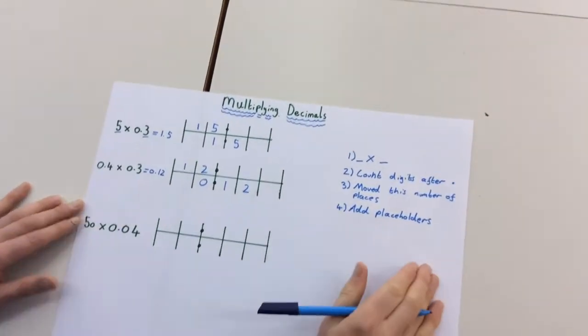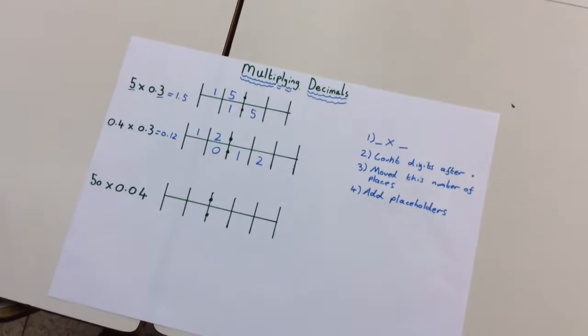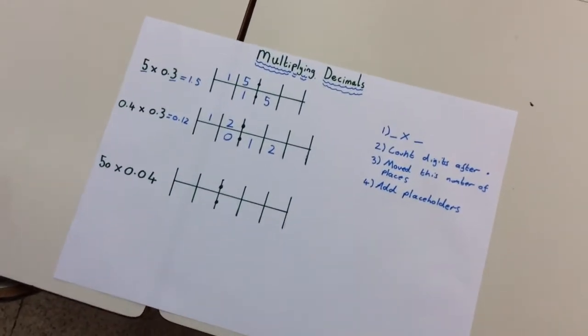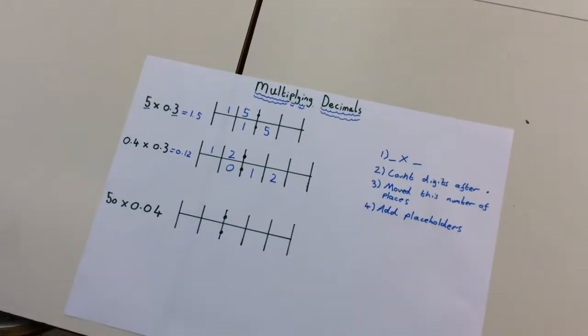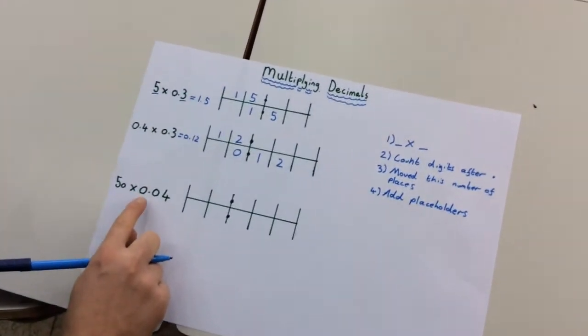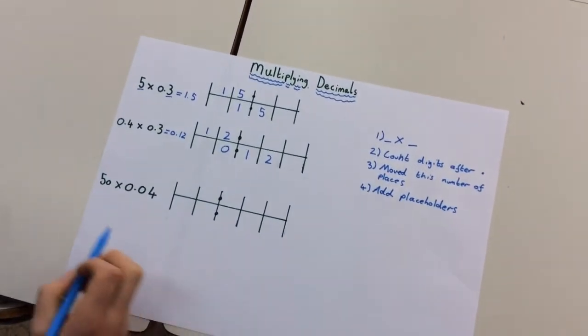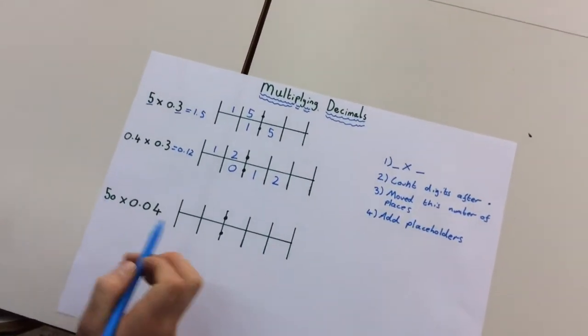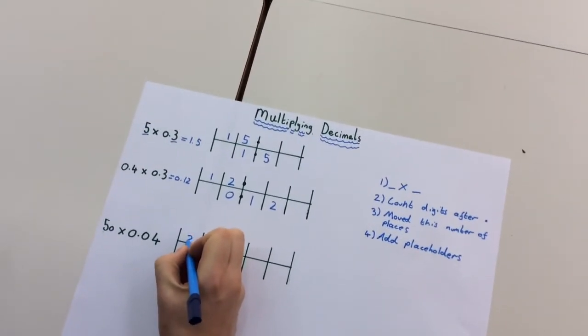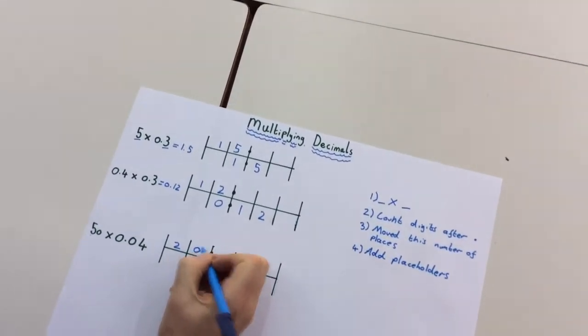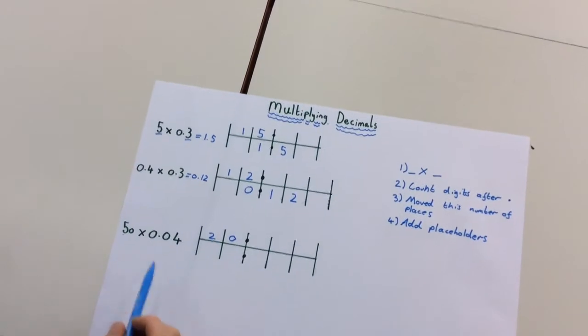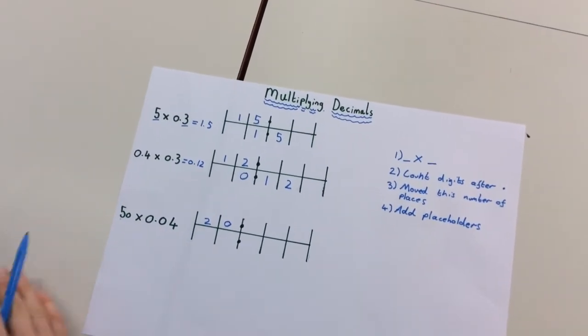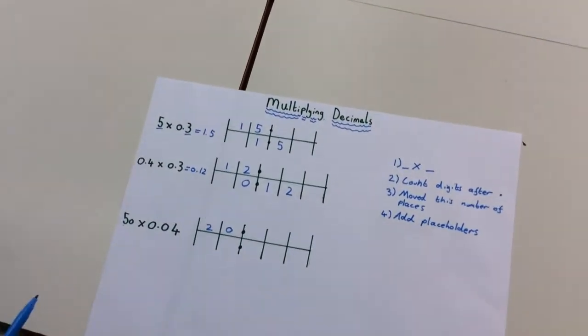Now it's that simple. And what I'm going to do now though is just one at the end to try and confuse you a little bit, just to make it a bit harder. We've got 50 multiplied by 4. So let's do our times table. 5 times 4, which is 20. Now I'm going to count the digits after. 1, 2. And so I'm going to move 2 places this way.